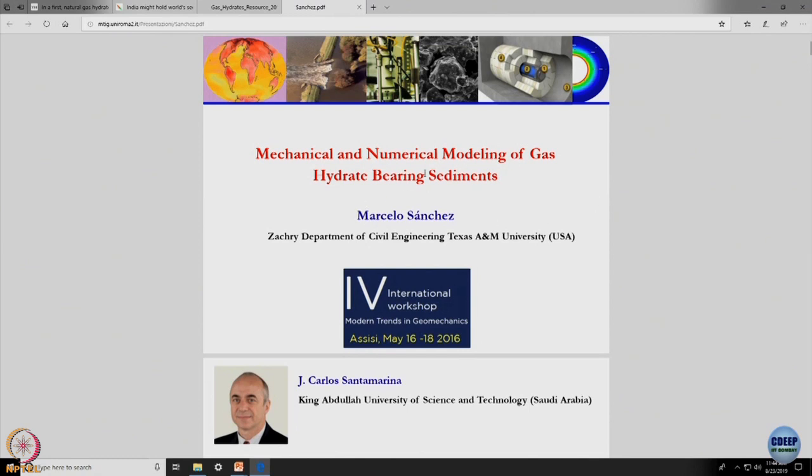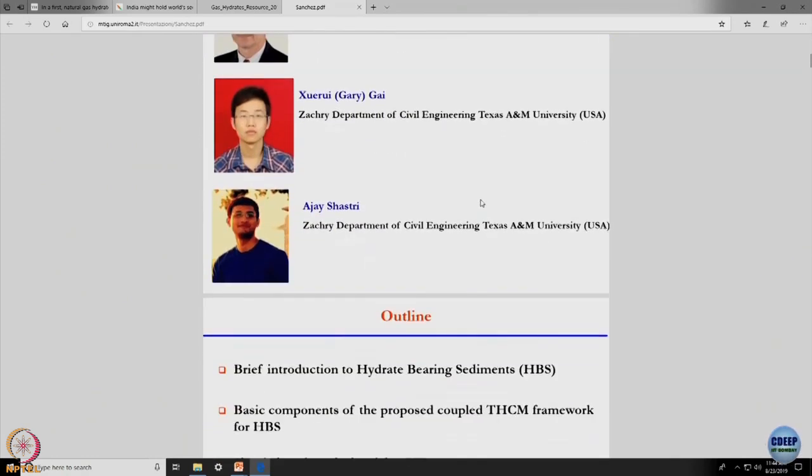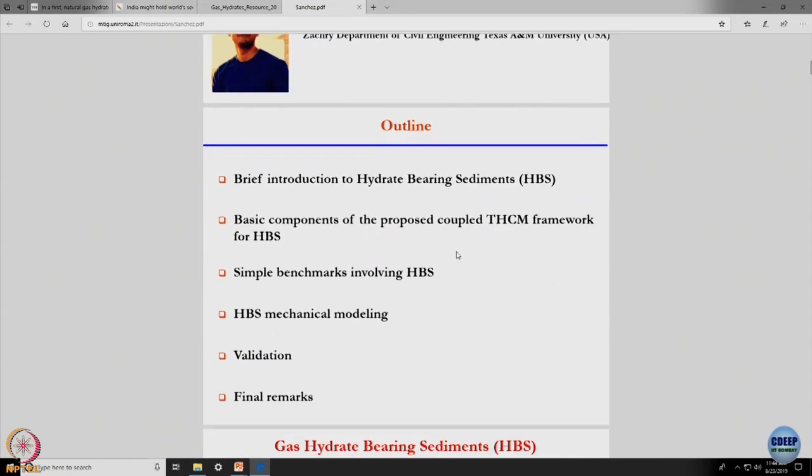So, mechanical and numerical modeling of gas hydrate bearing sediments, this is what Legit is working on. Very intricate subjects, no doubt, but very satisfying, and you have to contemplate a lot to understand how things happen. Any questions? So, you read this text, whatever is written over here, and you may get a feel of what is going on right now. I hope you realize that again THMC or TSCM is coming into the picture. These are hydrate bearing sediments and worth reading whenever you get time.